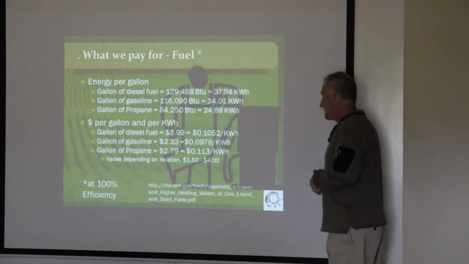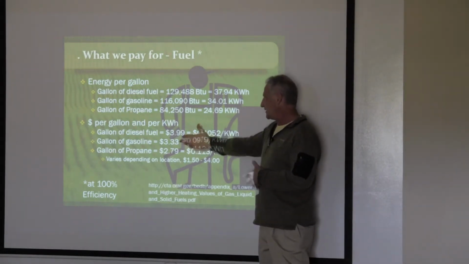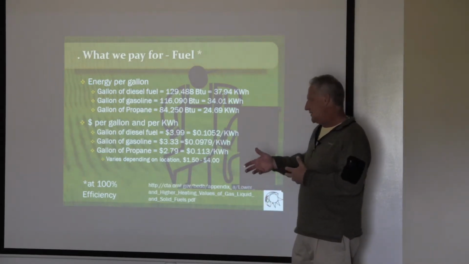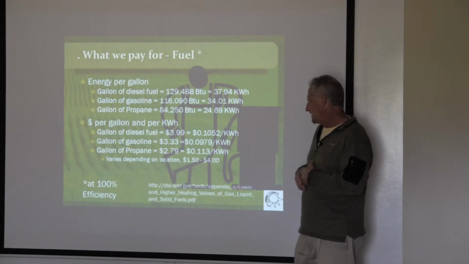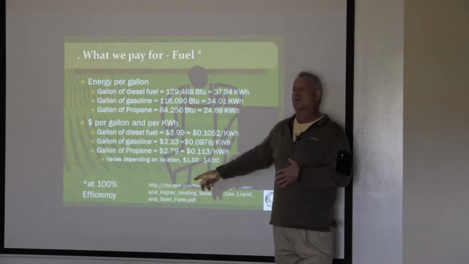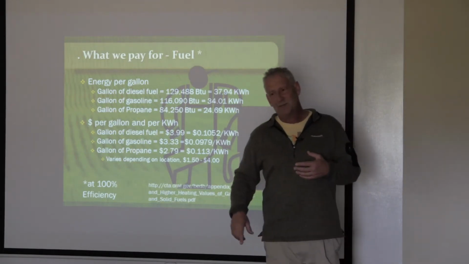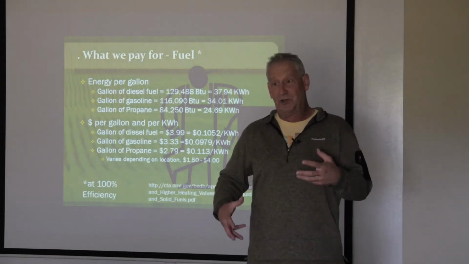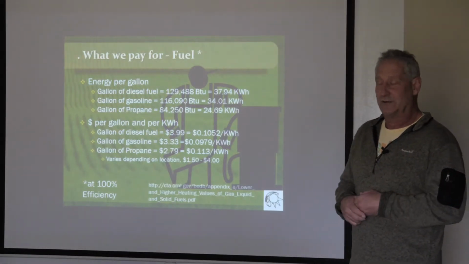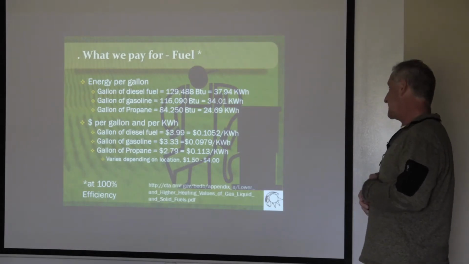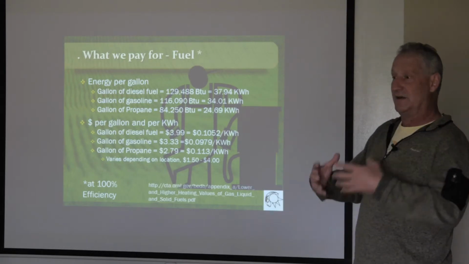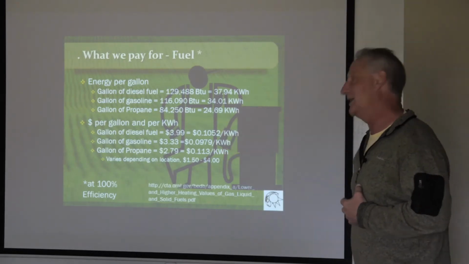And I kind of did a wild guess on these, but they're probably fairly close. $3.99 a gallon for diesel, $3.33 per gallon of gasoline, $2.79 for propane. Now, propane is all over the place. If you happen to be in certain places in North Dakota, you can get a gallon of propane for $1.25. Okay, but if you're in San Diego, you might pay over $4 for a gallon of propane. It's very dependent on how much it costs to ship it.